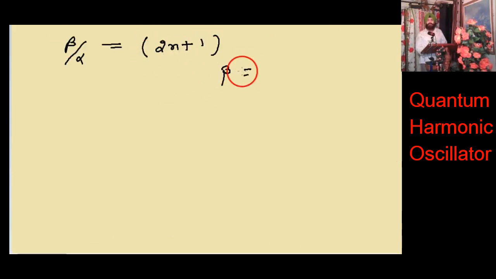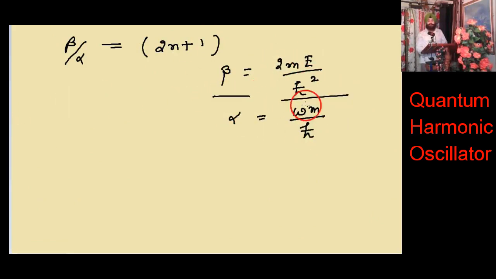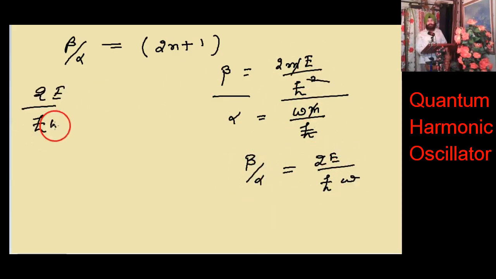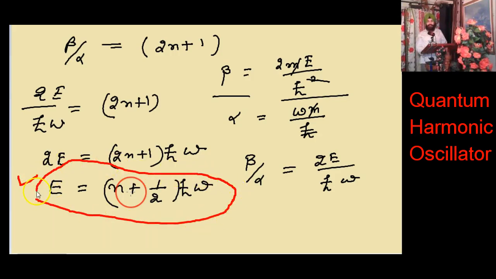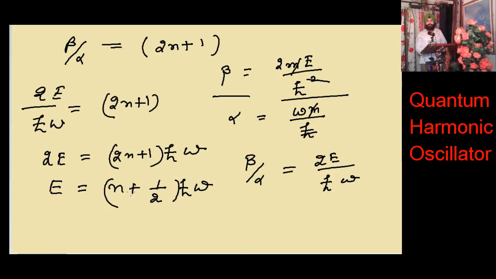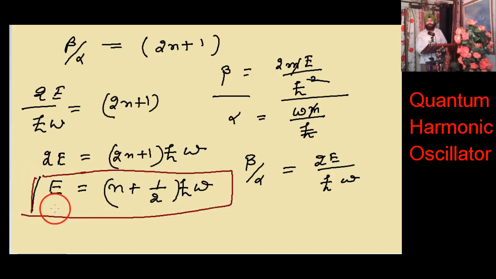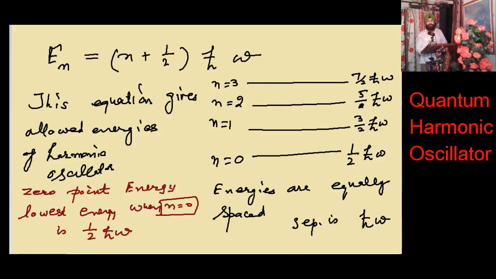This equation will give. Now what is beta and what is alpha? Now dividing the two, substituting in our equation in the condition and finding the value of E. Very, very important. We are getting the energy of the harmonic oscillator. But quantum mechanics tells us energy is not continuous. This is the energy of the simple harmonic oscillator.